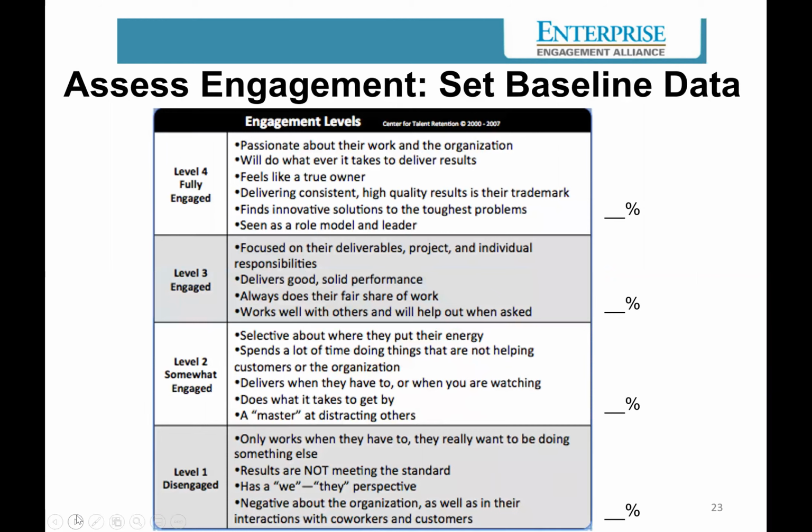So again, keep in mind as you assess engagement that there are different levels of engagement, and that this is an example of one way to set up benchmark data from the Center for Talent Retention. A lot of people look at that level one. Look at your organization around you. The people that only work do what they have to. Maybe they're somewhat engaged. They're selective about where they put their energy, and they'll get charged up for something, but they won't get into anything they don't want to do.